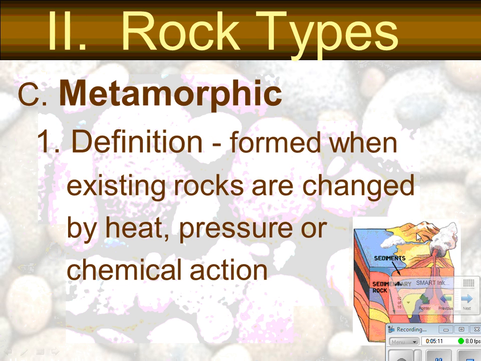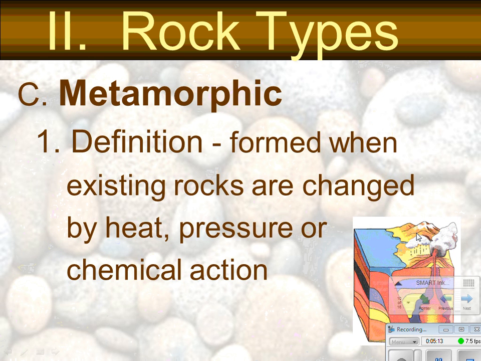Metamorphic rocks, that's the third and last type of rocks. The definition is that it's formed when existing rocks are changed by heat, pressure, or chemical action. So the big thing there are heat and pressure. If I say to you a rock formed by heat and pressure, you better be able to tell me that's a metamorphic rock. Or if I ask you how a metamorphic rock is formed, you ought to be able to tell me heat and pressure. And the big thing there is that you can't get a metamorphic rock unless it's coming from and being changed from an igneous or a sedimentary rock.